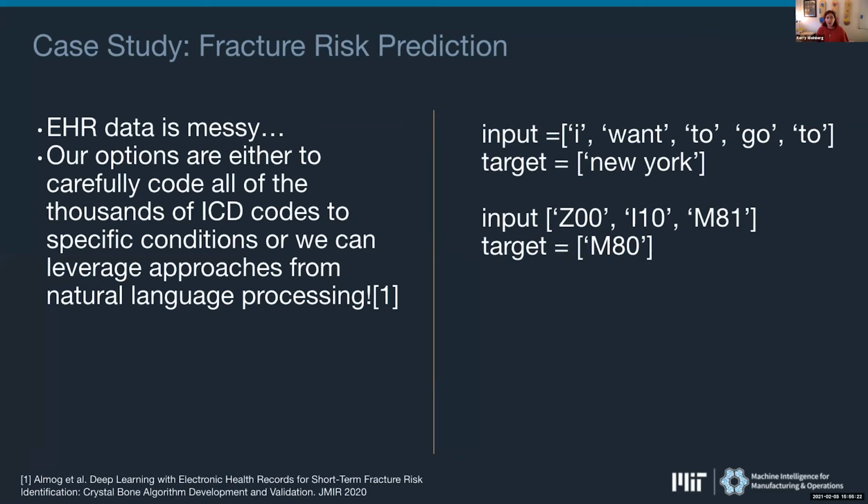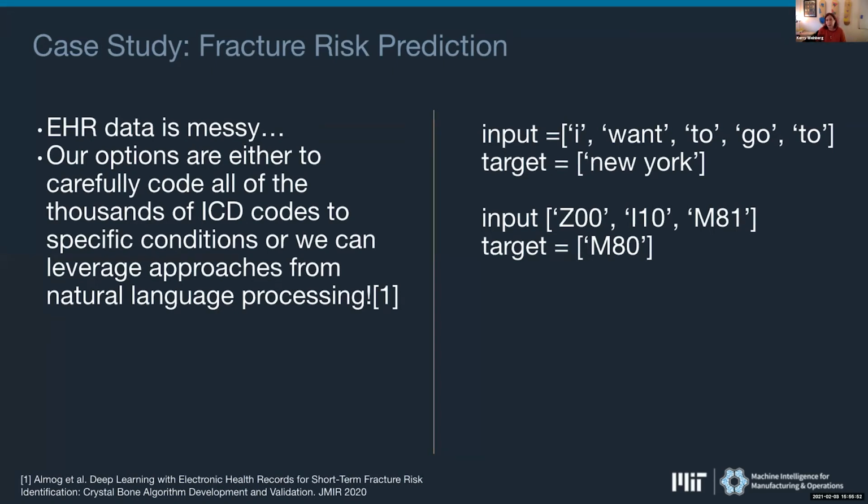So my team's idea was, can we use techniques from natural language processing and predict if the next word in a sentence would be fracture? The example I'm showing here is a sentence, "I want to go to," and we're predicting the target label. Is it going to be New York, or some other word from our vocabulary? In this example, you're stringing together sequences of strings that are different diagnosis codes, and we're making a prediction on whether you're going to have a fracture in the future.